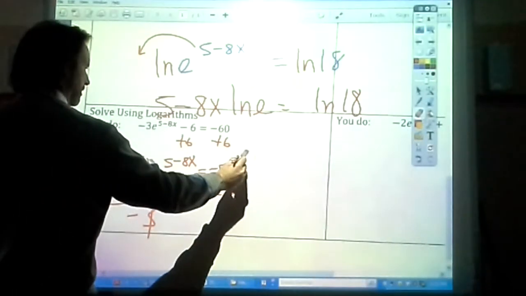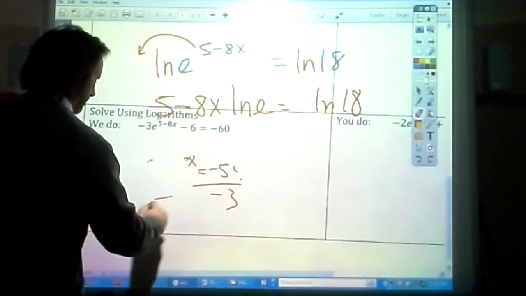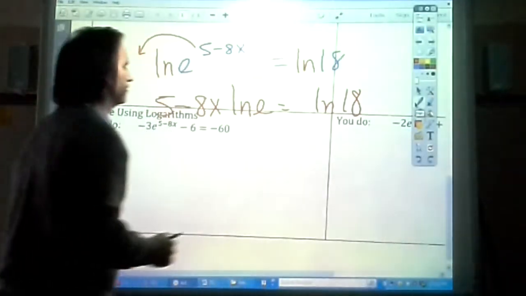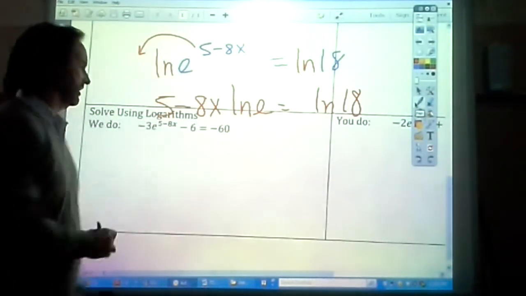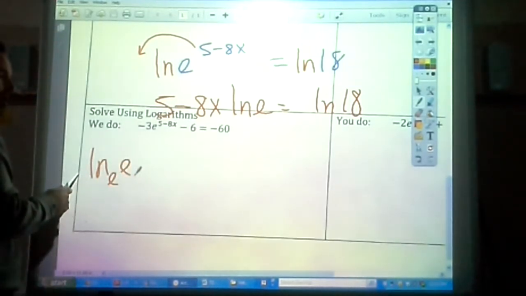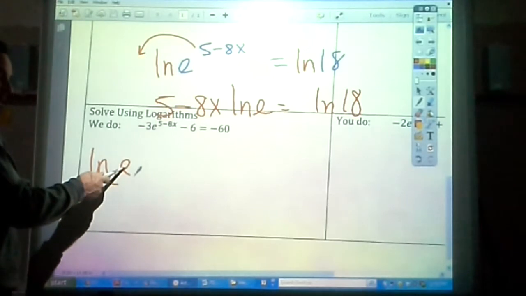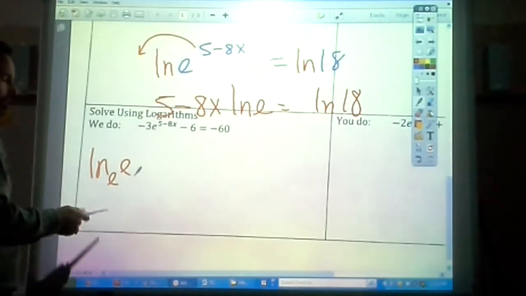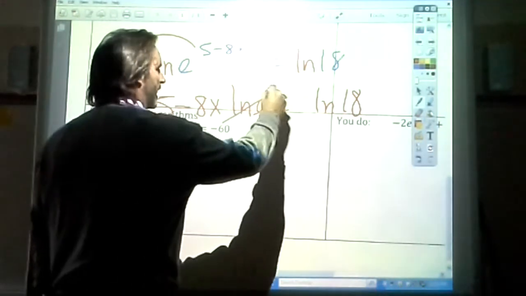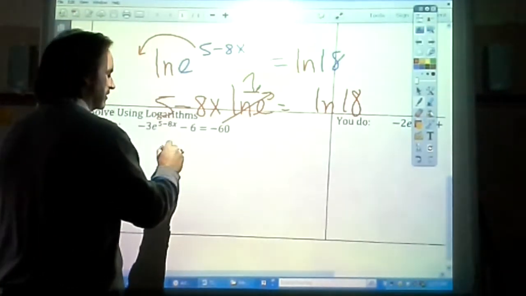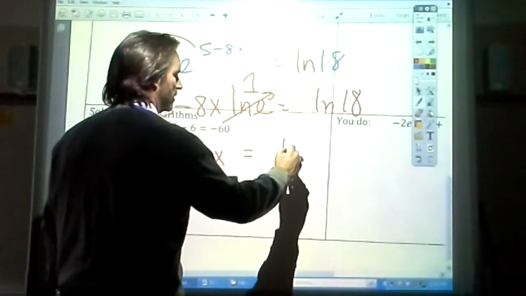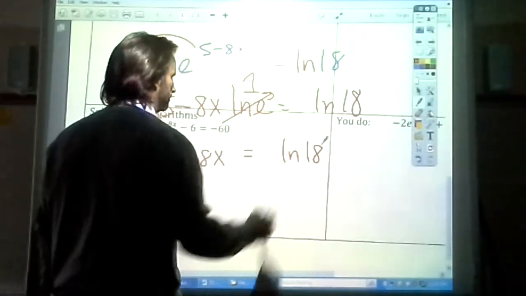Okay. And I'm going to clean this up here. So the natural log of e is really e to the power of what gives e, that's 1, right? That's one of our formulas. The natural log of a base to the same base is 1. What's the power that e is raised to get e? 1. So this I can cross out and just make 1. So basically 5 minus 8x equals the natural log of 18.